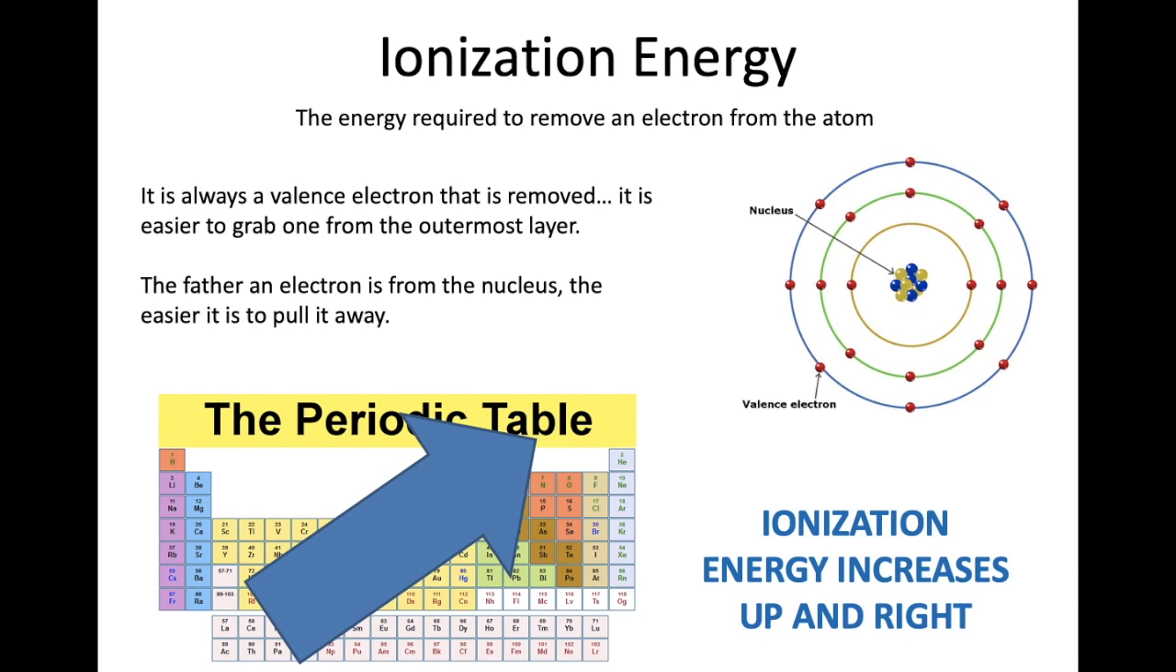The farther an electron is from the nucleus, the easier it is to pull it away. This means that on the periodic table, ionization energy is opposite to atomic radius. The energy increases up and to the right on the periodic table.